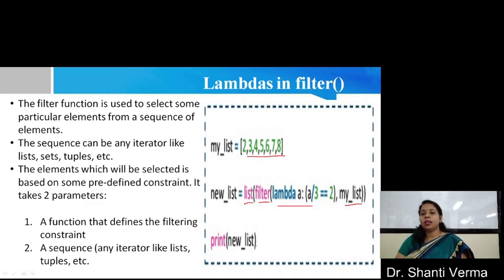Now if I print the new list, what is the output? Basically, if the value is 2, then 2 divided by 3 is not equal to 2. Similarly, 3 divided by 3 is not equal to 2. Only for 6, if a is 6, then 6 divided by 3 is equal to 2. So the output here is 6 in the form of a list. So basically it filters the values on the basis of the defined constraint declared with the lambda.